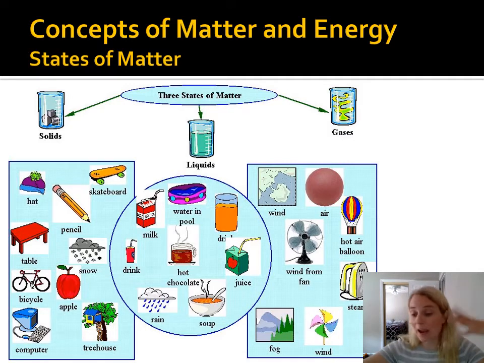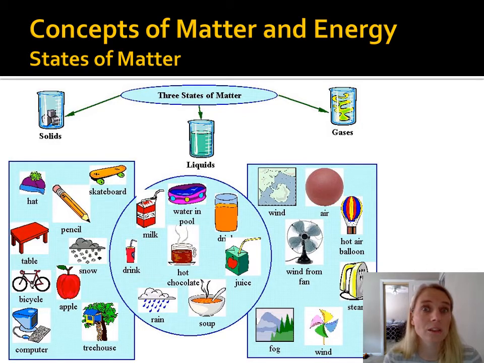Even the air in my room here is considered matter. It's made up of atoms and molecules of gases, nitrogen and oxygen, carbon dioxide and water vapor, and they do weigh something. They have mass. They're not very much, but they have mass. So that's the idea of matter: solid, liquid, and gas.